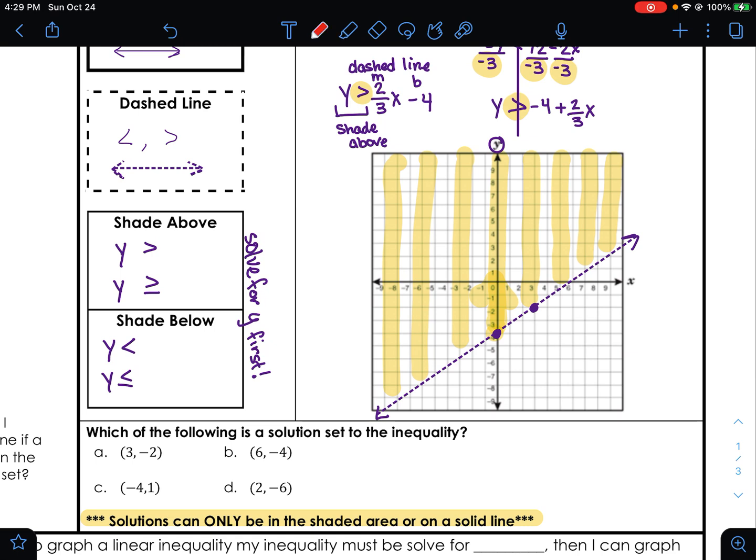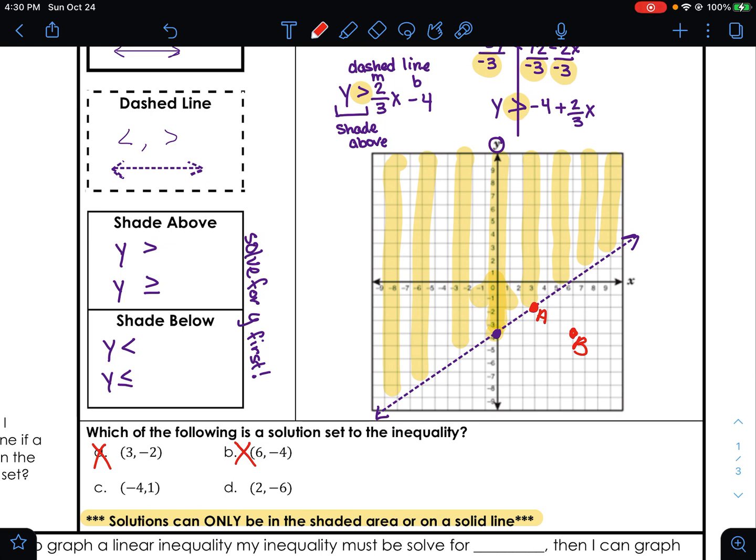So what we're going to do is plot all of these points to see which one falls in the solution area. We have 3, -2, which is right here. That falls on our dashed line. Again, it's going to fall through the cracks and it's not going to work for us. So no, it is not in the solution set. 6, -4 would be over here: 1, 2, 3, 4. Again, not in the shaded area. It is not a solution.